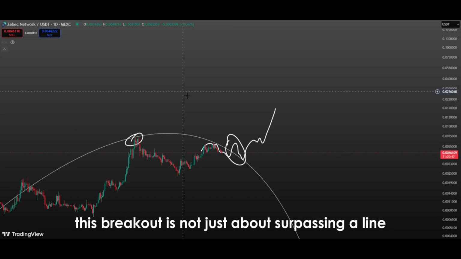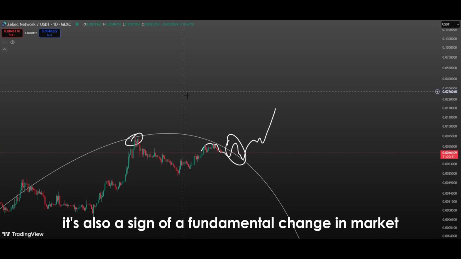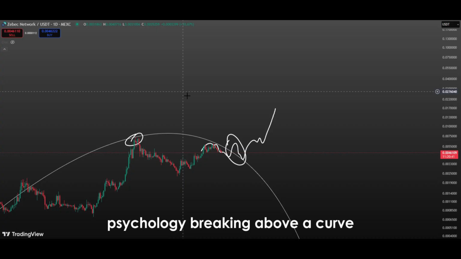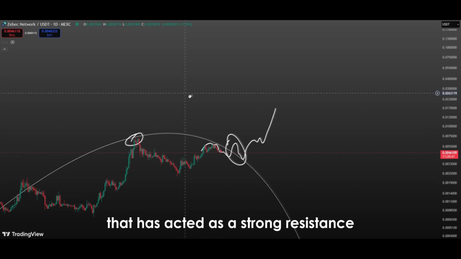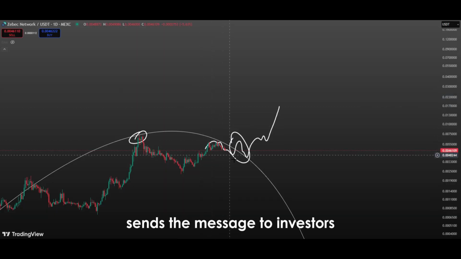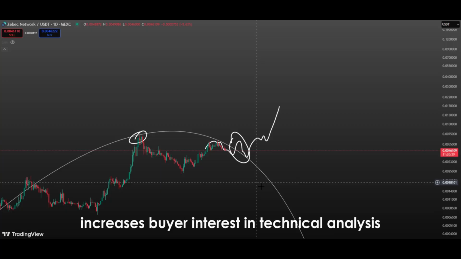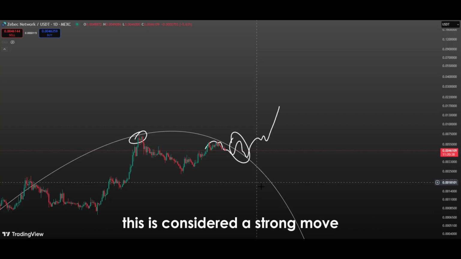This breakout is not just about surpassing a line or curve level, it's also a sign of a fundamental change in market psychology. Breaking above a curve that has acted as a strong resistance and kept the price below sends the message to investors that the sellers have lost their strength. This, in turn, increases buyer interest. In technical analysis, this is considered a strong move that can signal a trend reversal.